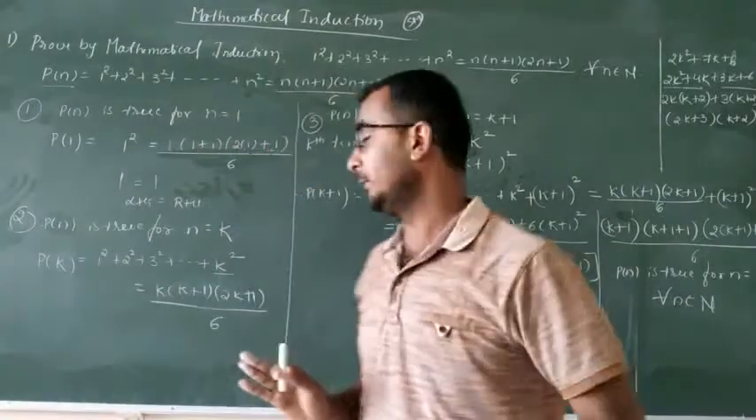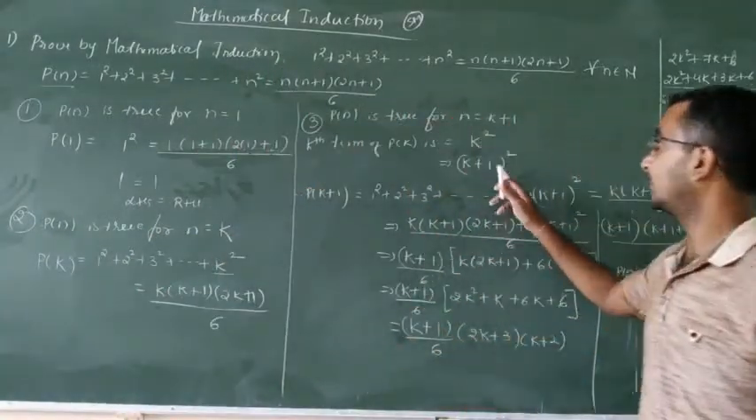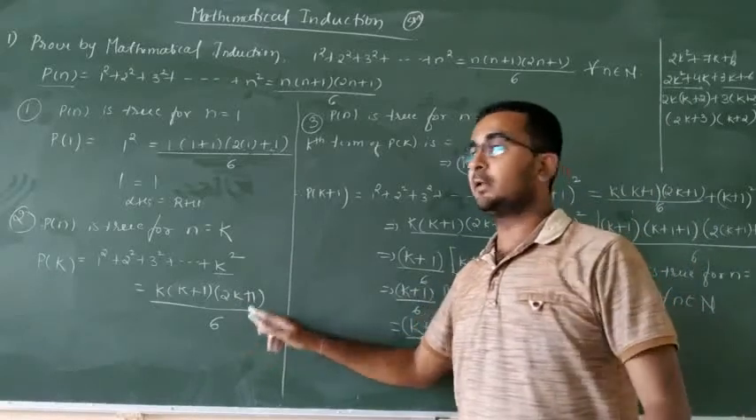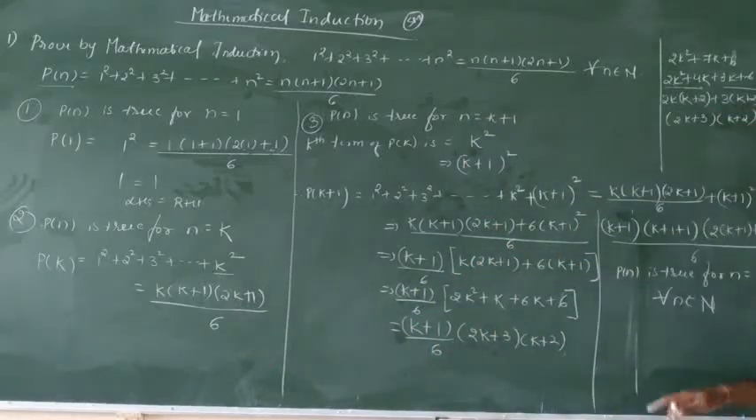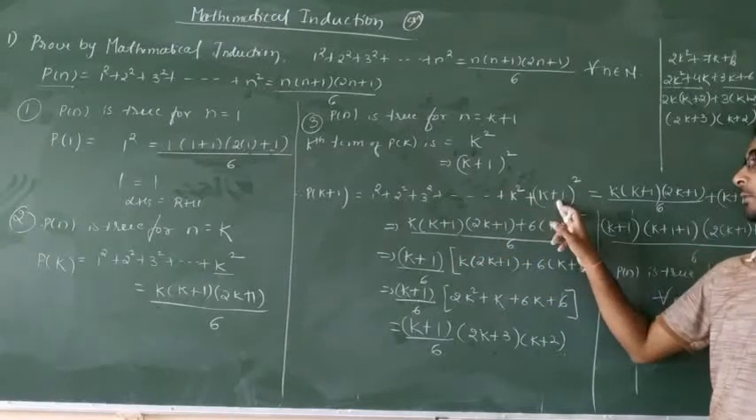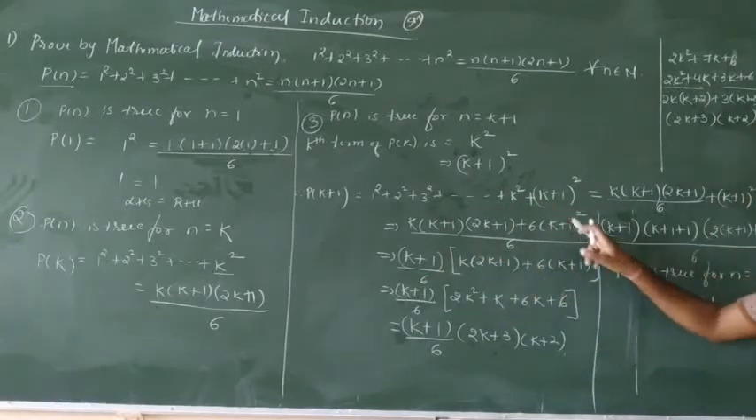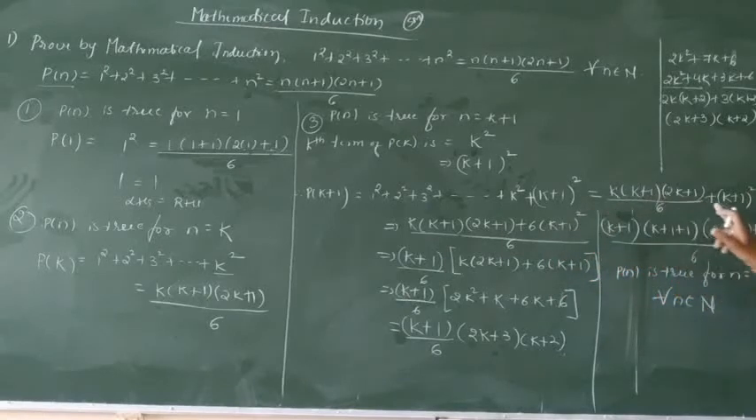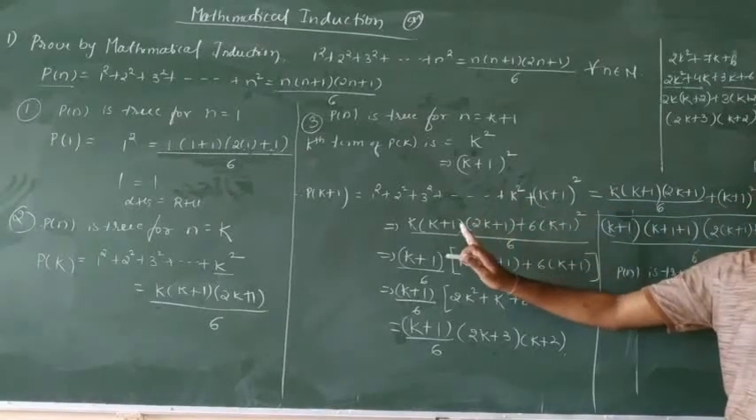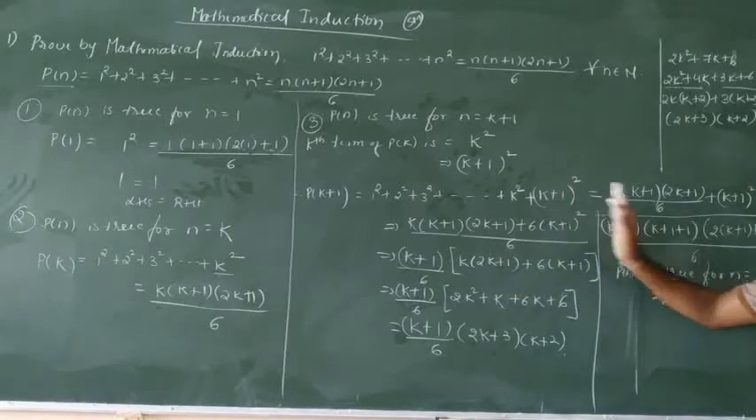to the LHS and RHS. Show it properly by adding k plus 1 whole square to the LHS and RHS, then you are getting 1 mark. Okay? So that is the solution. I have added k plus 1 whole square to the LHS of P(k) and RHS of P(k). Got it? So here, when you add k plus 1 whole square to P(k), you get the LHS term, which is over.